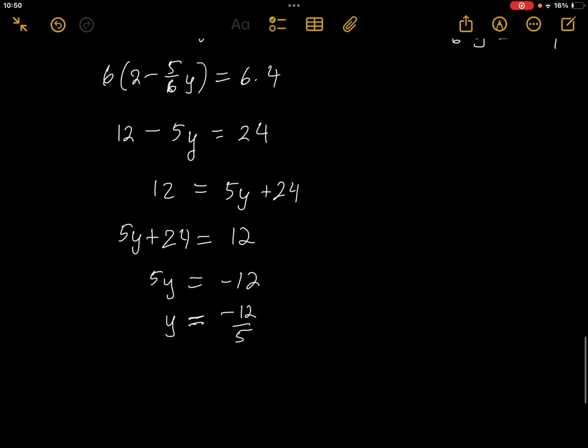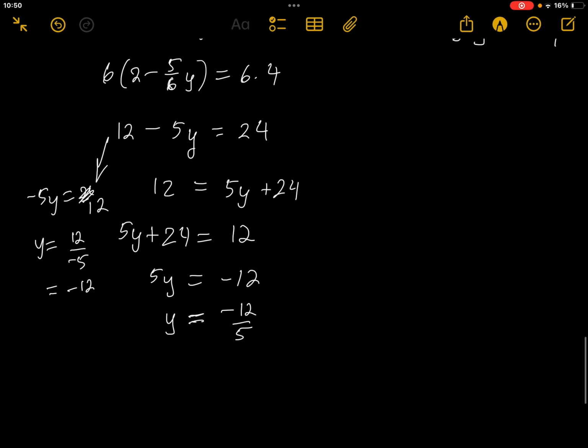I mean, you could also subtract 12 from both sides, so you get negative 5y is 12, right? And then divide both sides by negative 5, so you get 12 over negative 5, which is the same as negative 12 fifths. That's another way you could do it.